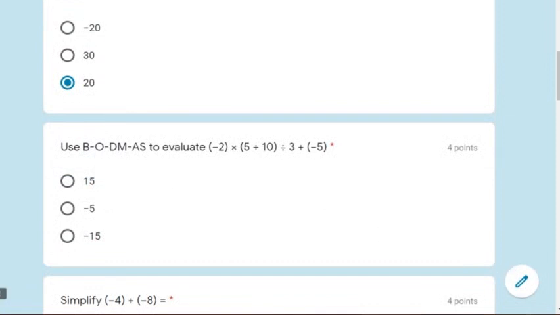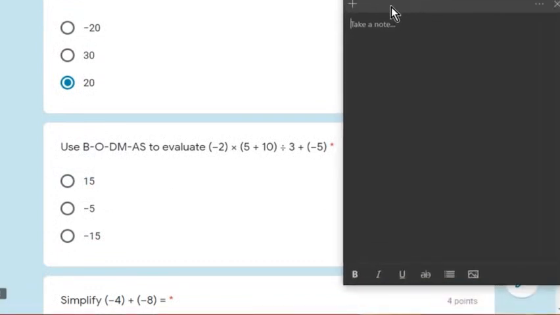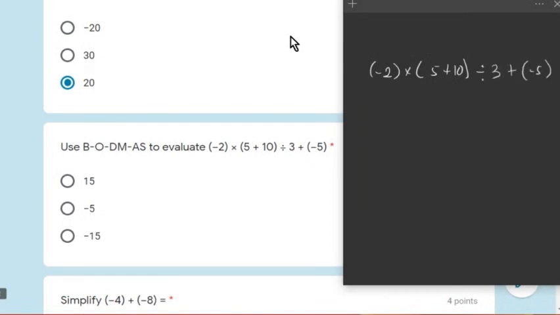Next one, I should use BODMAS, same BODMAS. Okay, so I have negative 2 times 5 plus 10 divided by 3 plus negative 5. So moving from left to right, I can see multiplication here, but there's something in the bracket. So let's solve that one first. That is 5 plus 10. So I have 5 plus 10 will give me 15.